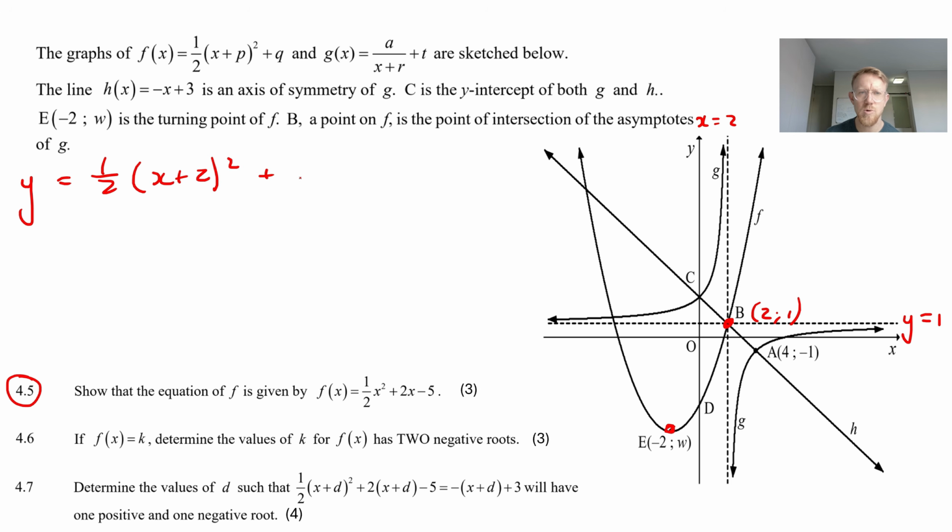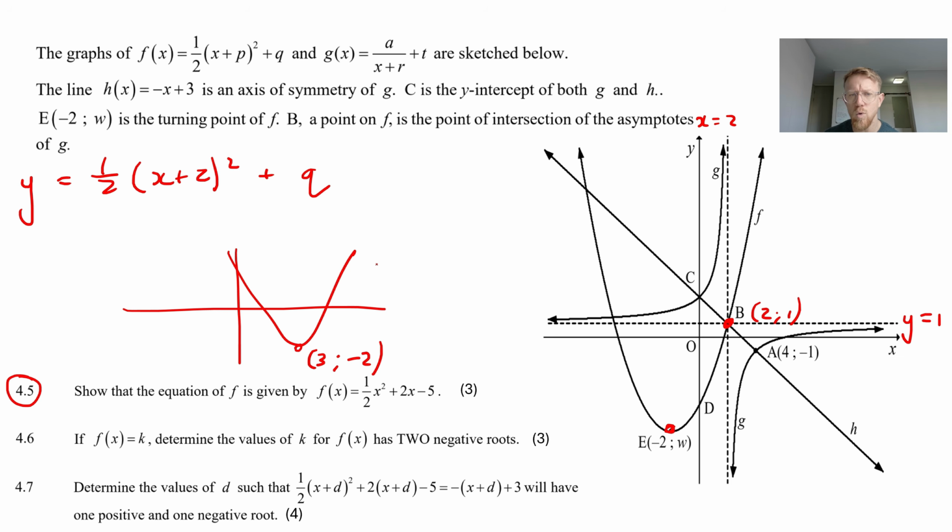Okay, and I'll just quickly show you one or two other examples. If you have a parabola that is over there, for example, at 3 and minus 2, then your turning point equation would say x minus 3, because it's now to the right, and you would say minus 2 over here.